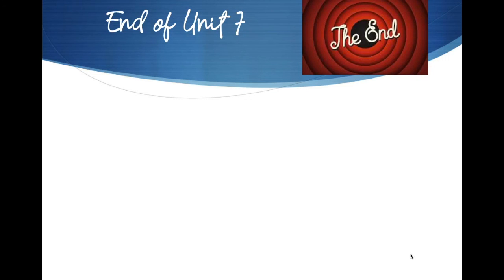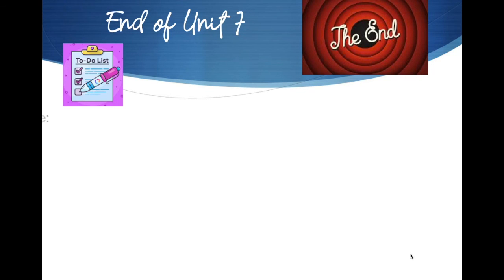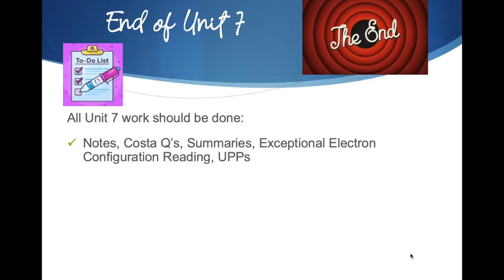All right, so that brings us to the end of Unit 7, not just the end of these notes, but the end of your new information for Unit 7. So here would be your to-do list. All work for Unit 7 should be done at this point. All of our different days of notes, so things like how is light produced, the quantum mechanical model, light and energy calculations, and the extra topics from today. All those notes should have questions, CASTA questions and summaries written.